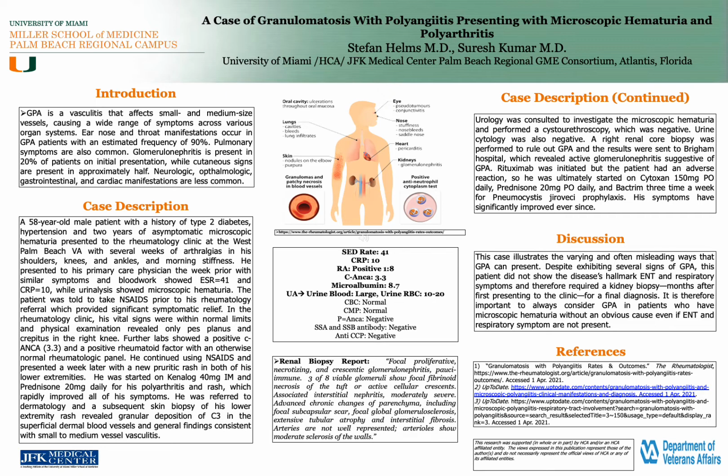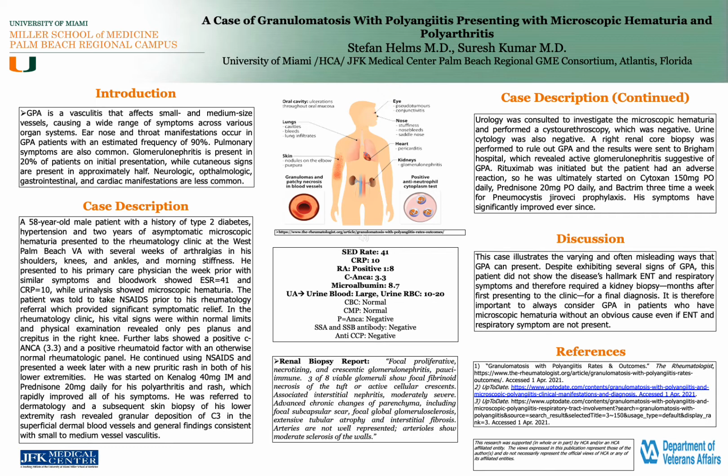Rituximab was initiated, but the patient had an adverse reaction, so he was ultimately started on Cytoxan 150 mg PO daily, prednisone 20 mg PO daily, and Bactrim 3 times a week for PCP prophylaxis. His symptoms have significantly improved ever since.